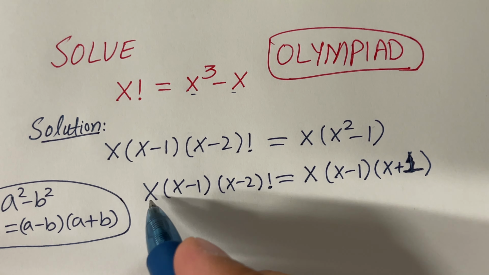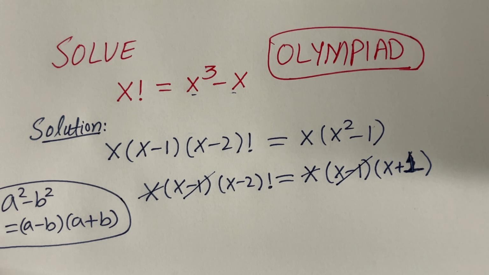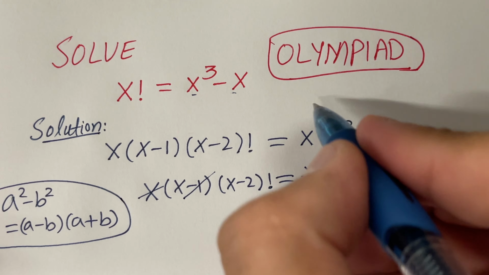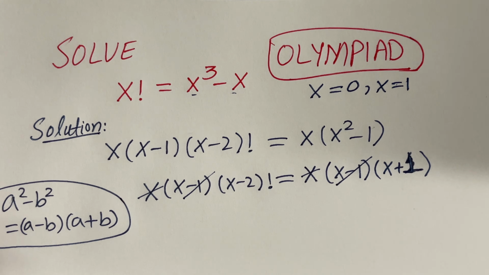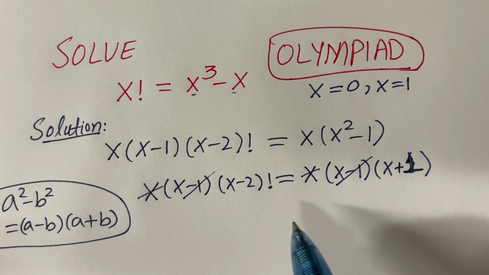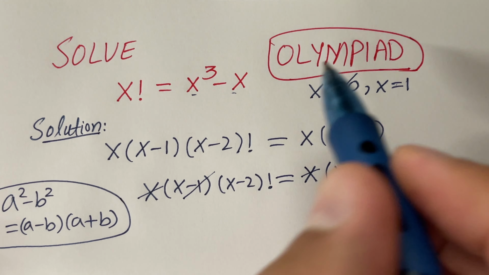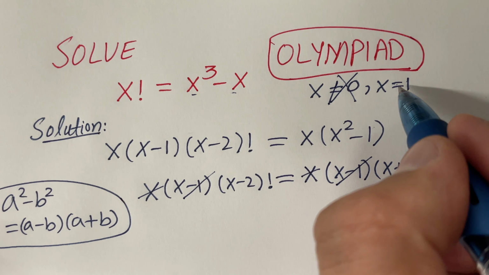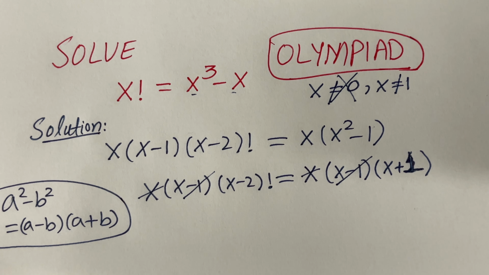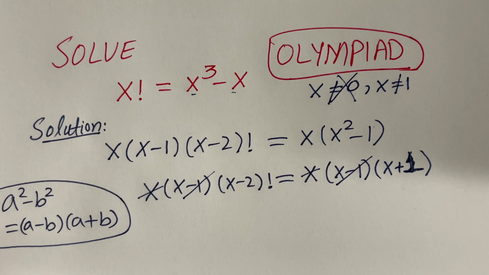Now if you look at here, we have x on both sides and we have x minus 1 on both sides, so we can cross them out. The only issue is if x is equal to 0 or x is equal to 1, then you cannot cross out. But x cannot be 0, because 0 factorial is 1 and the right hand side is 0 if you plug in 0, and similarly x is not equal to 1. You can check by yourself, okay? So therefore it is legitimate to cancel out these x and x minus 1 factors.